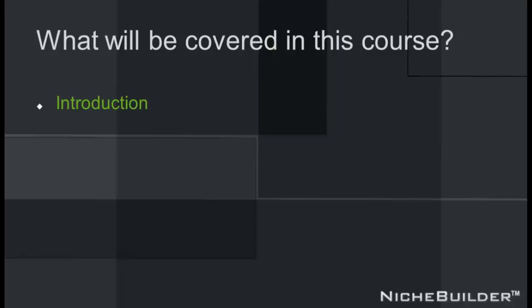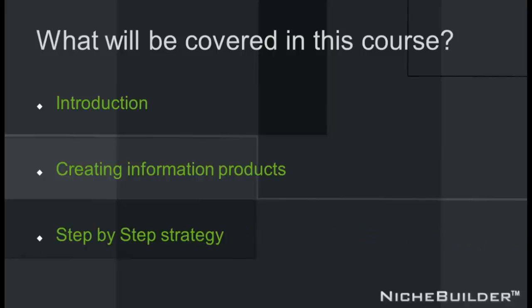The information in this course comes from several years of creating, implementing, and selling information products across multiple businesses. This product is about creating information products for sale using the NicheBuilder pre-configured funnel process. Throughout this course, we'll be taking complex processes and breaking them down into bite-sized bits using a step-by-step strategy.